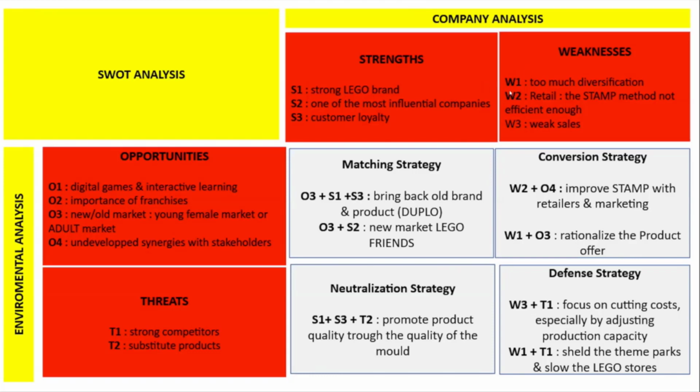The second weakness is about a specific method, which is the stamp method. That is to say, the structure and margin performance, which was not efficient enough at this time, and also, we could identify that sales were extremely low at the beginning of the 2000s.